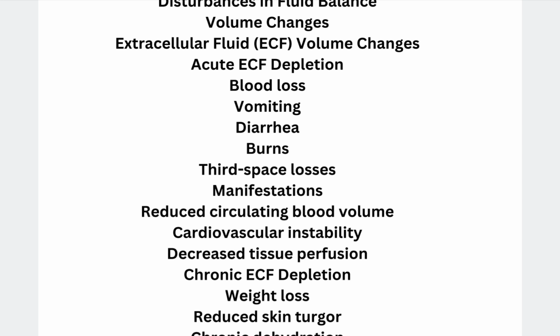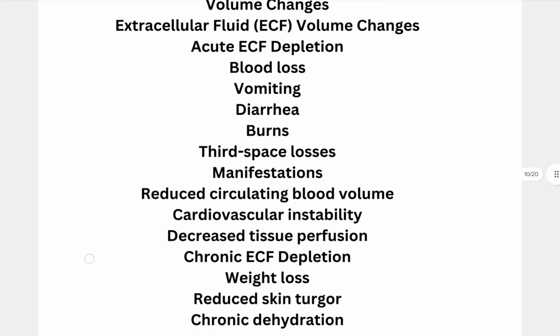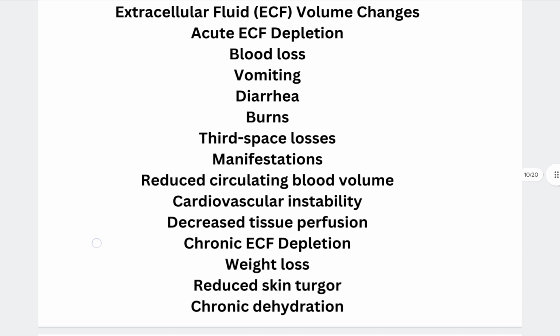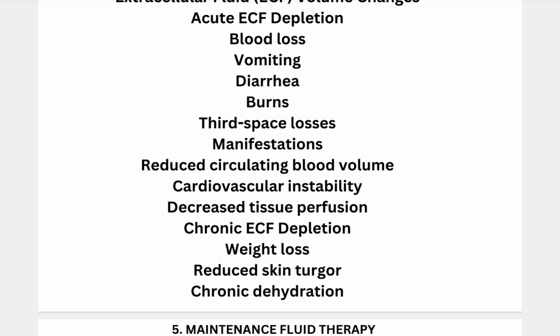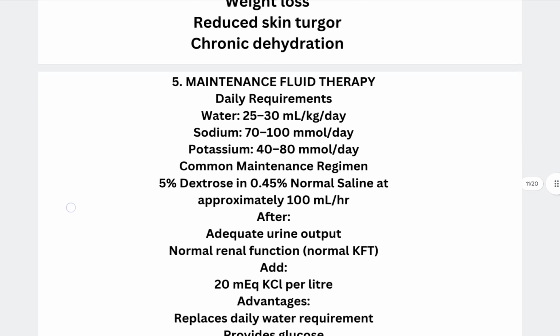Another patient may have chronic small bowel obstruction, irritable bowel syndrome, or any kind of malabsorption syndrome. That leads to chronic extracellular fluid depletion. In that case, the patient will have weight loss, reduced skin turgor, and chronic signs of dehydration. This is how you differentiate between acute and chronic extracellular fluid depletion. So this we have discussed.